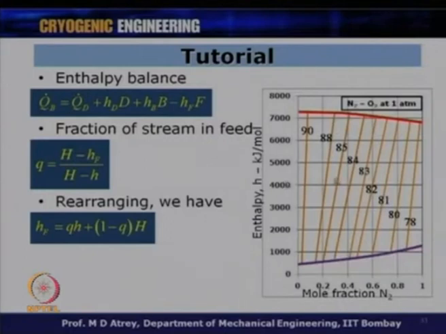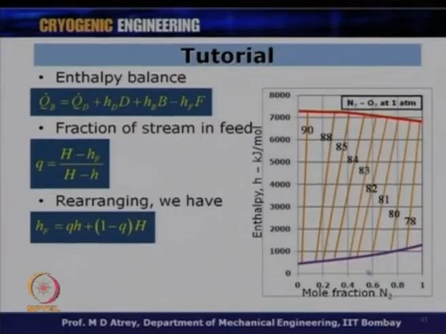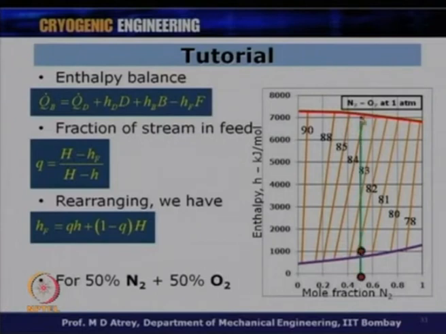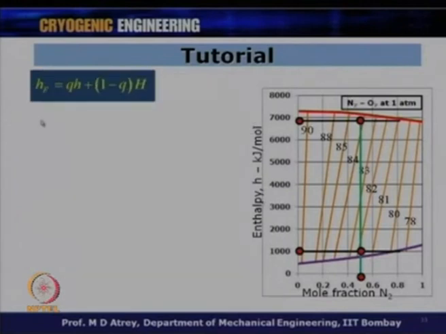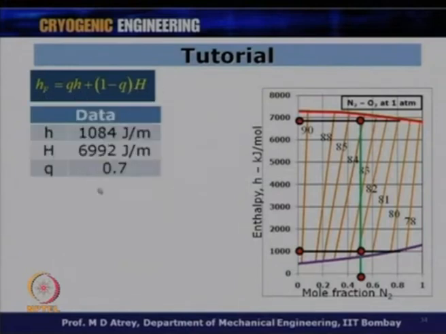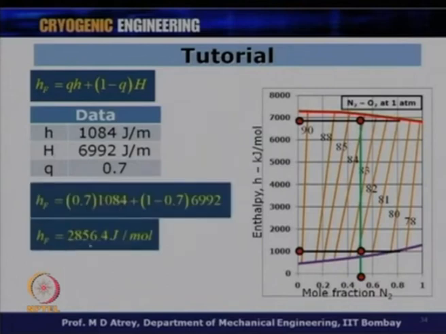Now, let us find out enthalpy. Let us locate the point as 0.5 on the bottom, 50% nitrogen, 50% oxygen. Corresponding to this point, find out enthalpy capital H and small h. So, small h is 1084 and capital H is 6992, and this will not change, and therefore, we will assume that the capital H and small h are now constant. So, related to this, if we calculate HF, putting these values over here, HF is equal to 2856.